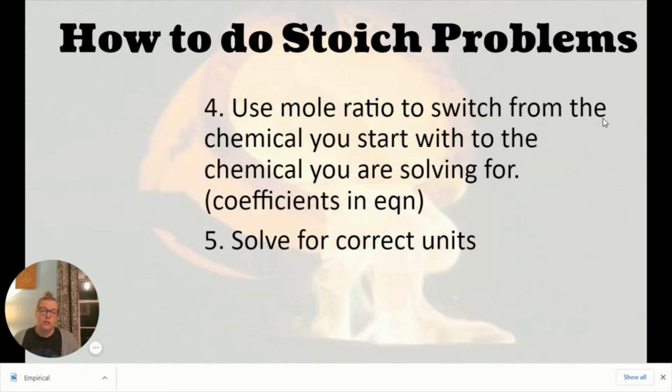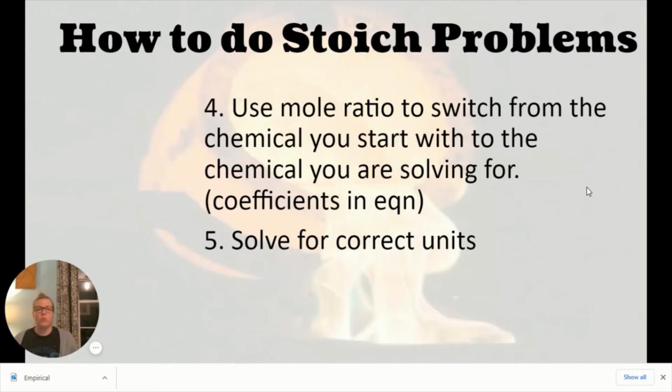Then you need to use your mole ratio, which comes from the coefficients in your balanced equation. You're going to use those to switch from the chemical you're talking about to the chemical you are going to when you're solving your problem. And then you need to solve for the correct units. And that's why reading your problem carefully is so important.